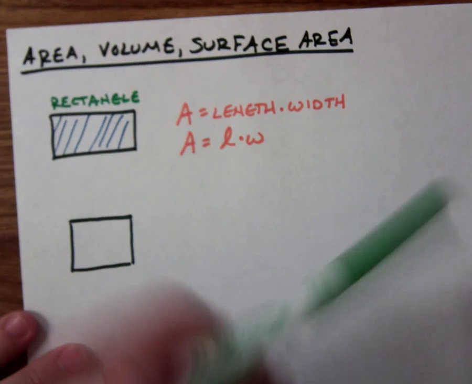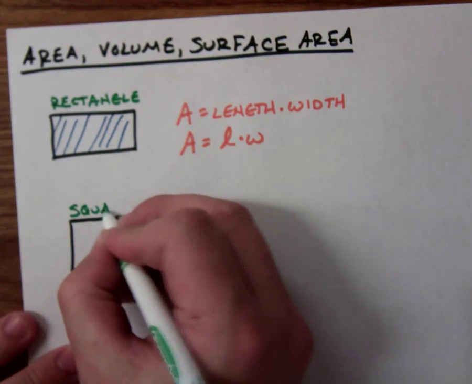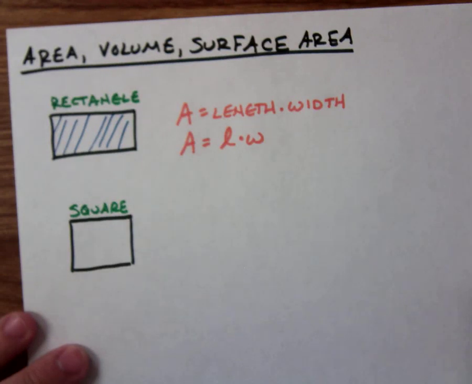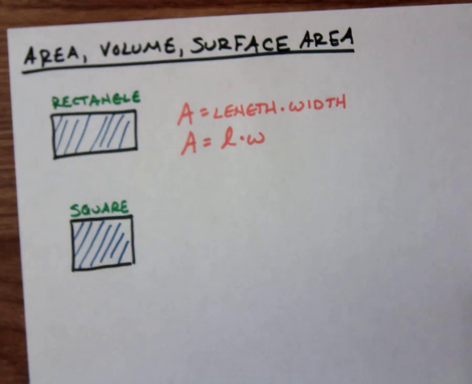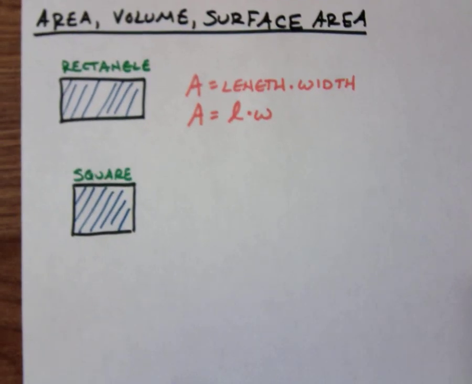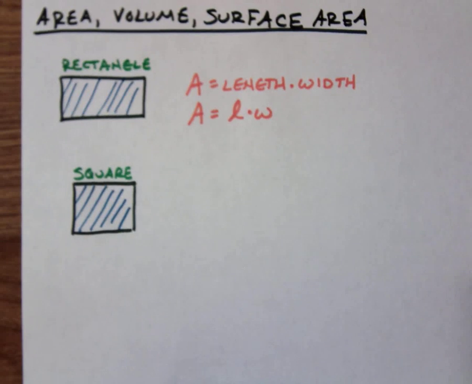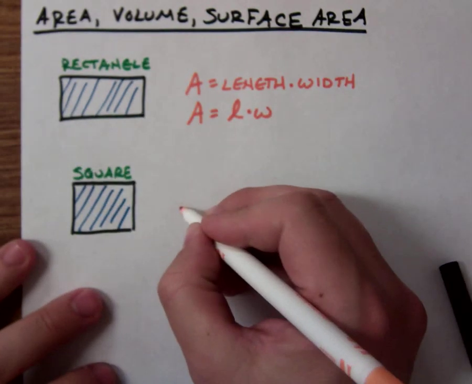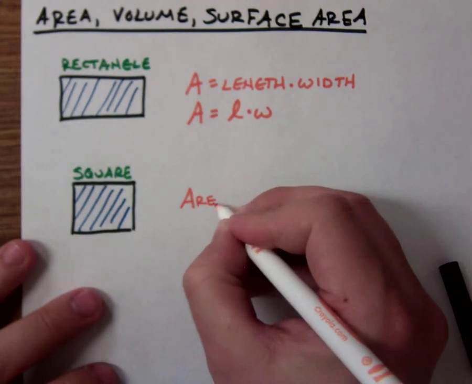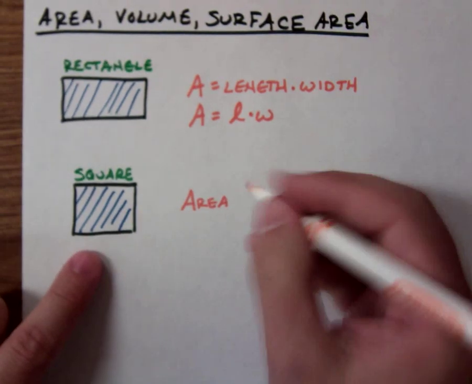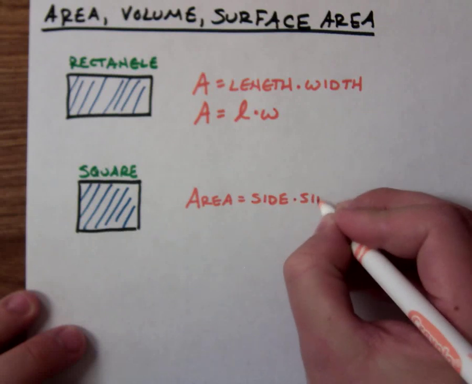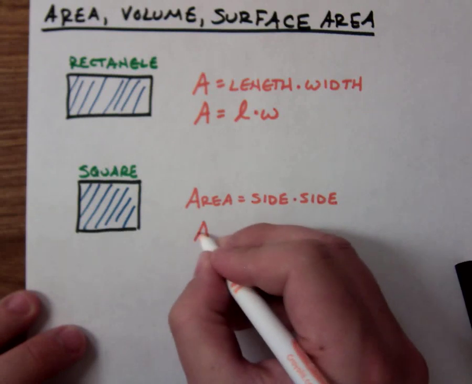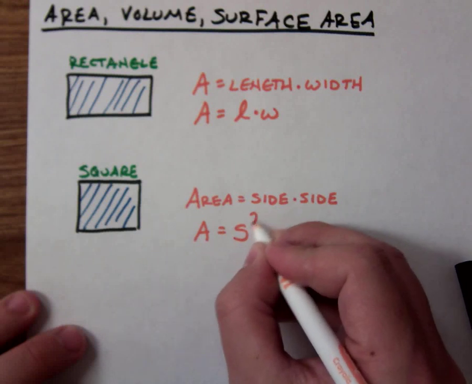All right. Shape number 2, the square. The noblest of the quadrilaterals, the square. The area of a square could also be length times width. A square has a length and a width, and if you multiplied them, you would get the area of the square. But one of the advantages of a square is that the length and width, the two sides, are the same. So the square is the side multiplied by the side. You will see this written as S squared.